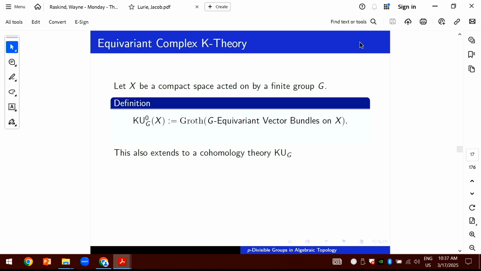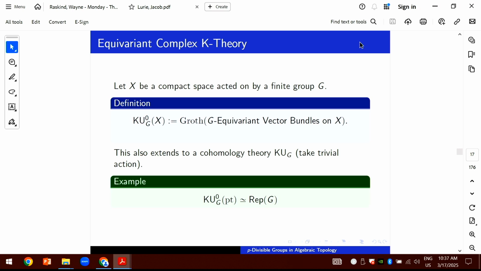It means it's an invariant of a space with a G action, but except for one small place in this lecture, I'm only going to consider the case where G acts trivially on X. So think of this as kind of stupid, but I'm only going to let G act trivially. And what's an example? Well, if you take the G-equivariant K-theory of a point, equivariant vector bundles on a point are representations of G, and if you do this construction, you get the representation ring.